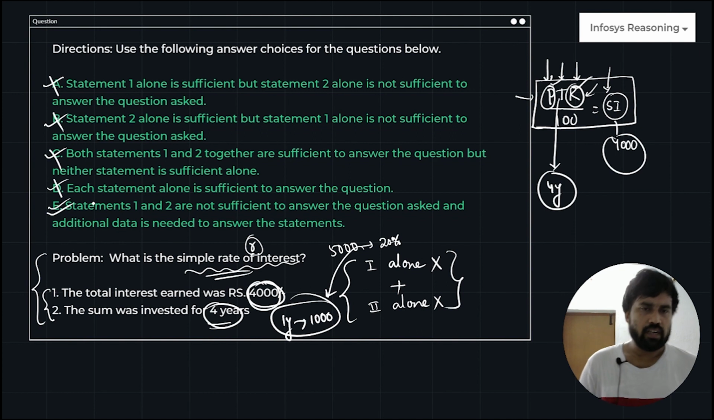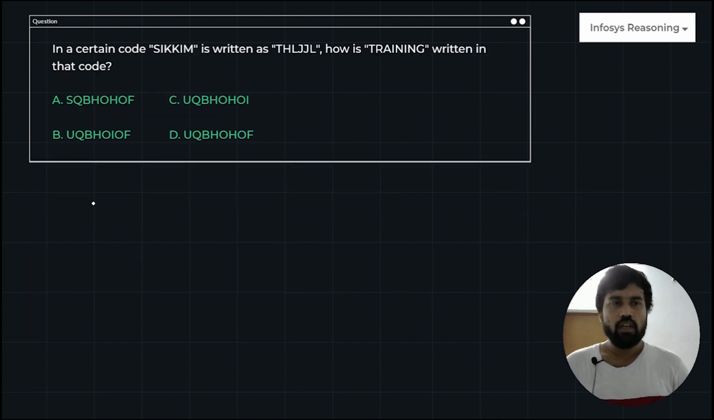So I hope everyone understands this. Just look into the next problem. So try to pause the video and try to solve it on your own first, and then we will look into the explanation part.